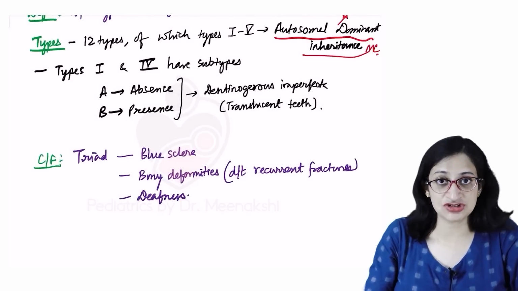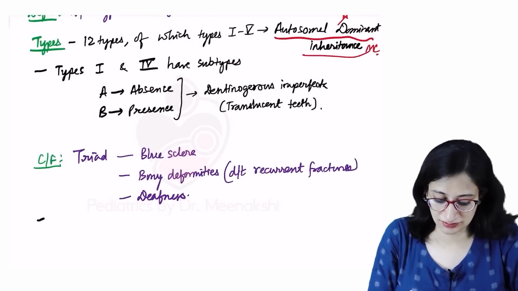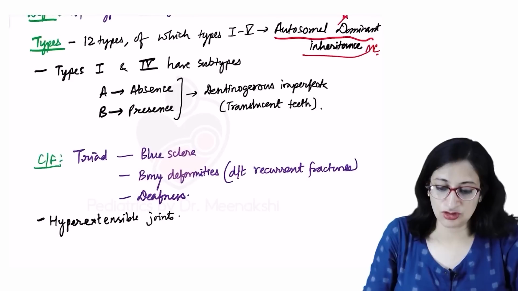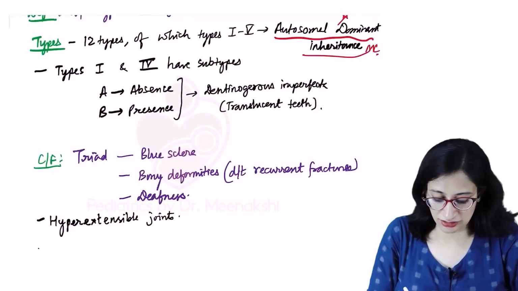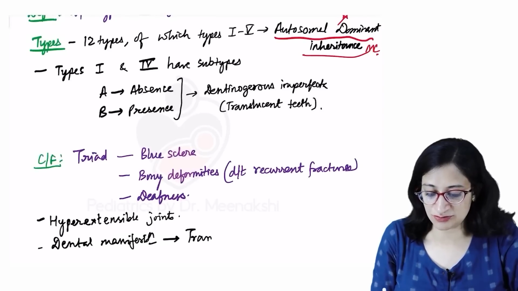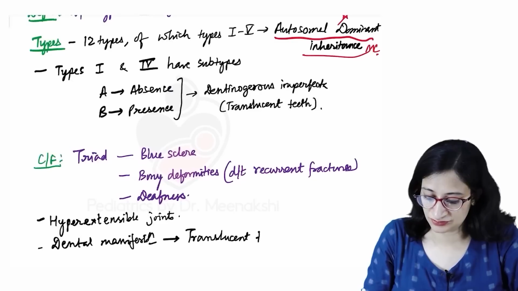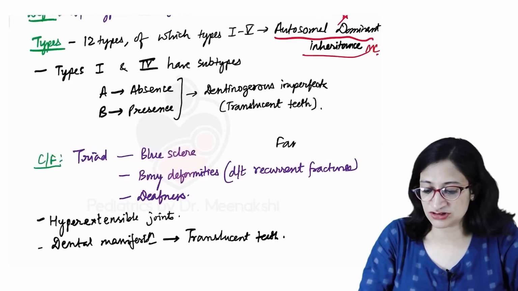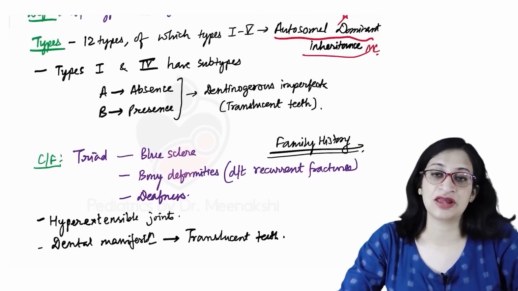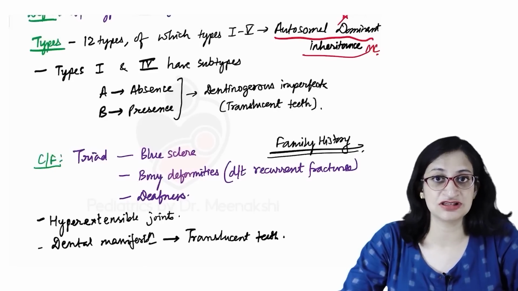Apart from that, you can get some other features like hyperextensible joints. Okay, and dentinogenesis imperfecta as we already mentioned. So dental manifestations: dental enamel hypoplasia is there. Translucent teeth known as dentinogenesis imperfecta may be seen in some varieties. And of course you can get a family history because it has autosomal dominant inheritance. So you can get some degree of affection in the parents as well. Family history in parents or siblings or in the extended family is important.